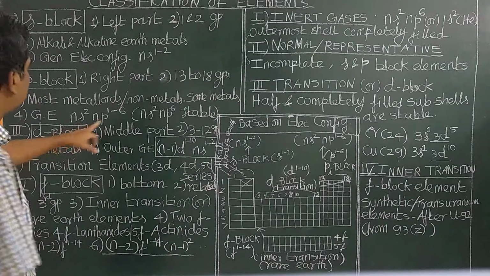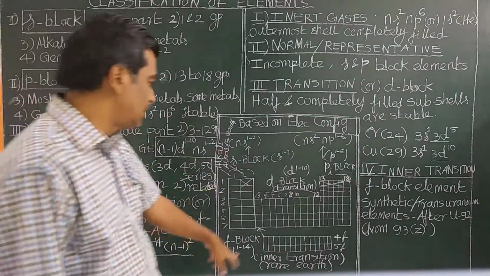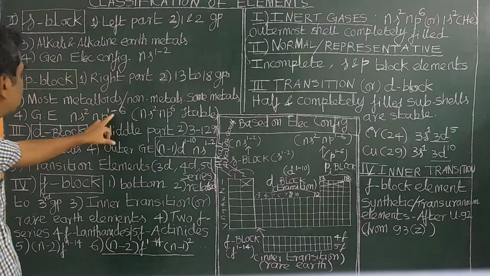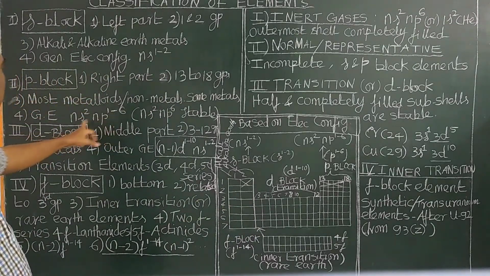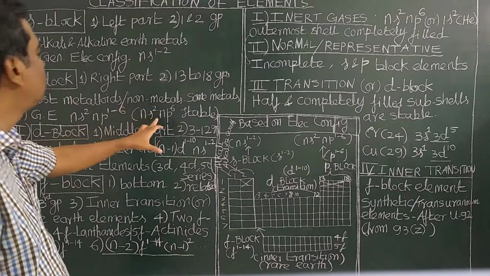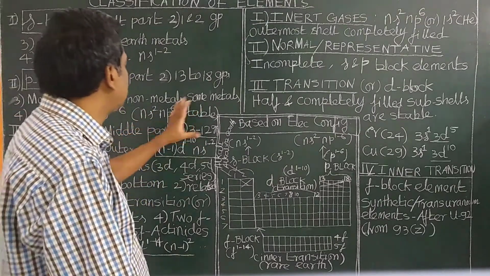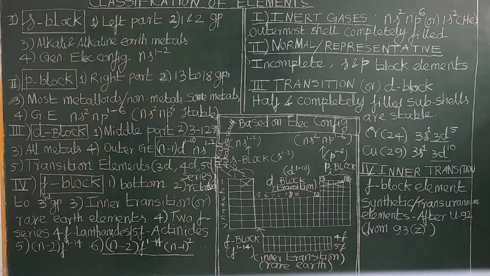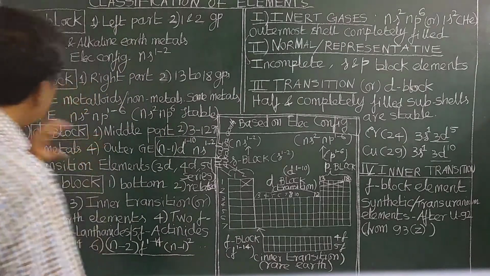The last added electron goes to the p subshell. That's why they are called P block elements. The general electronic configuration is therefore ns2 np1 to 6. ns2 np6 is the stable configuration. We will see that. Next, the third type of element is the D block element.